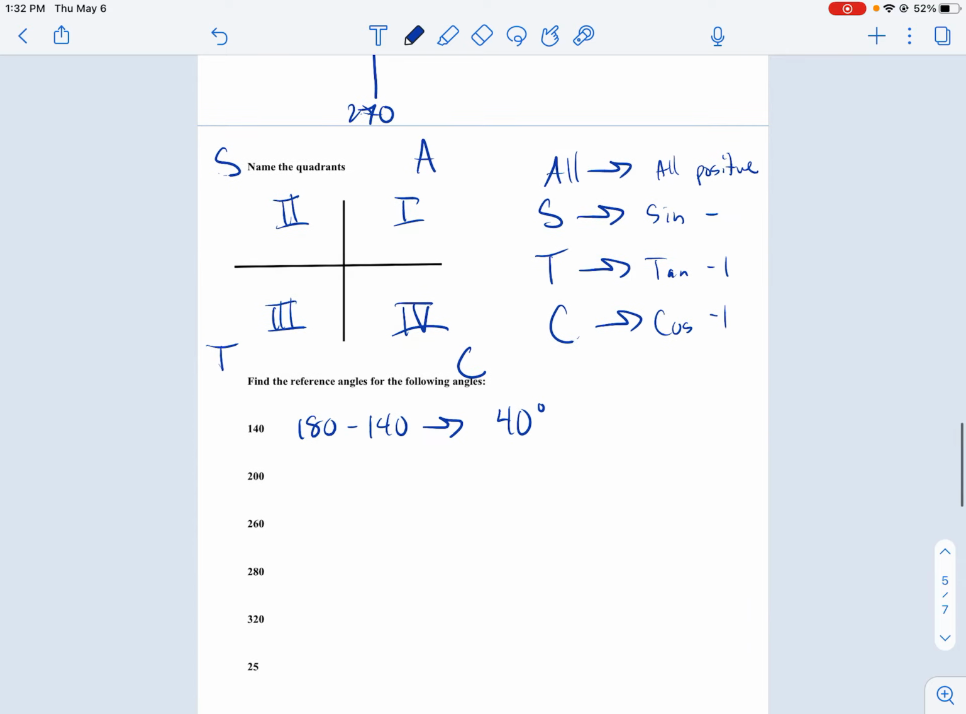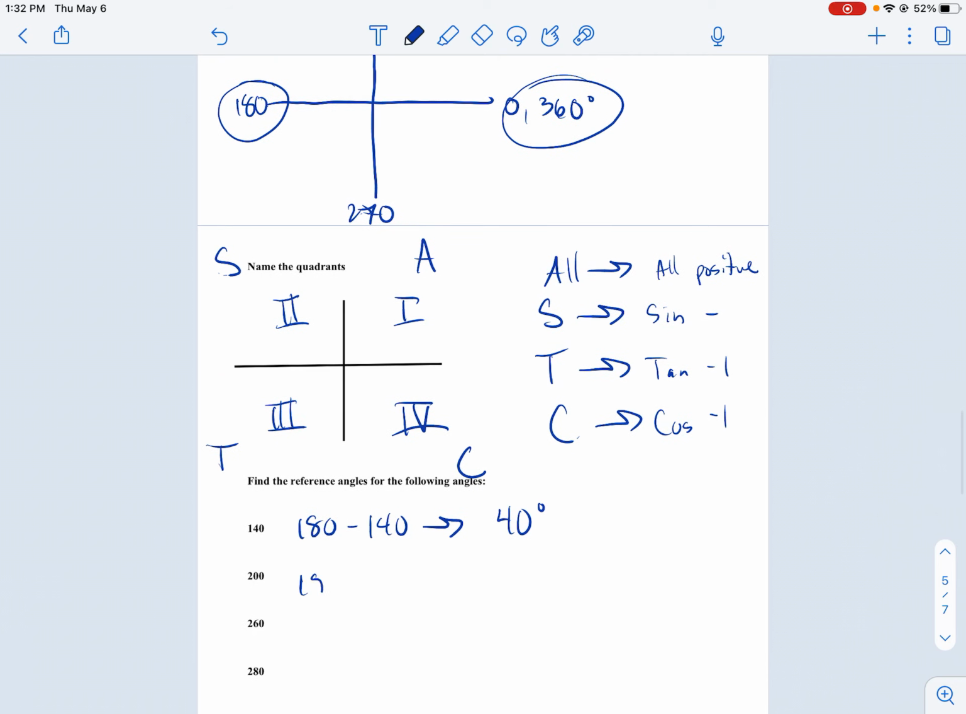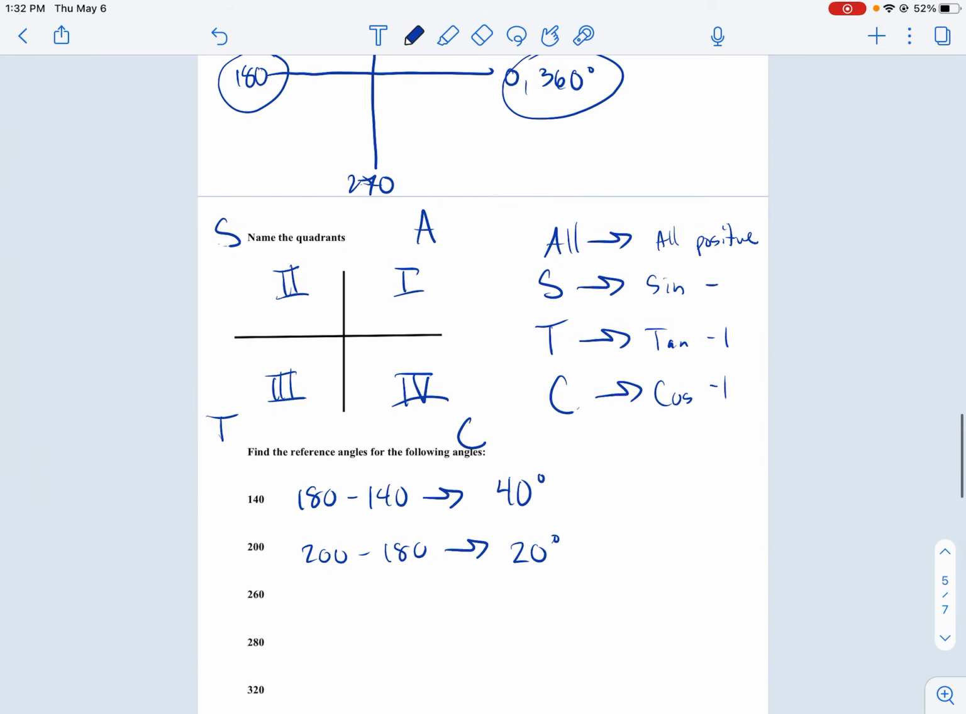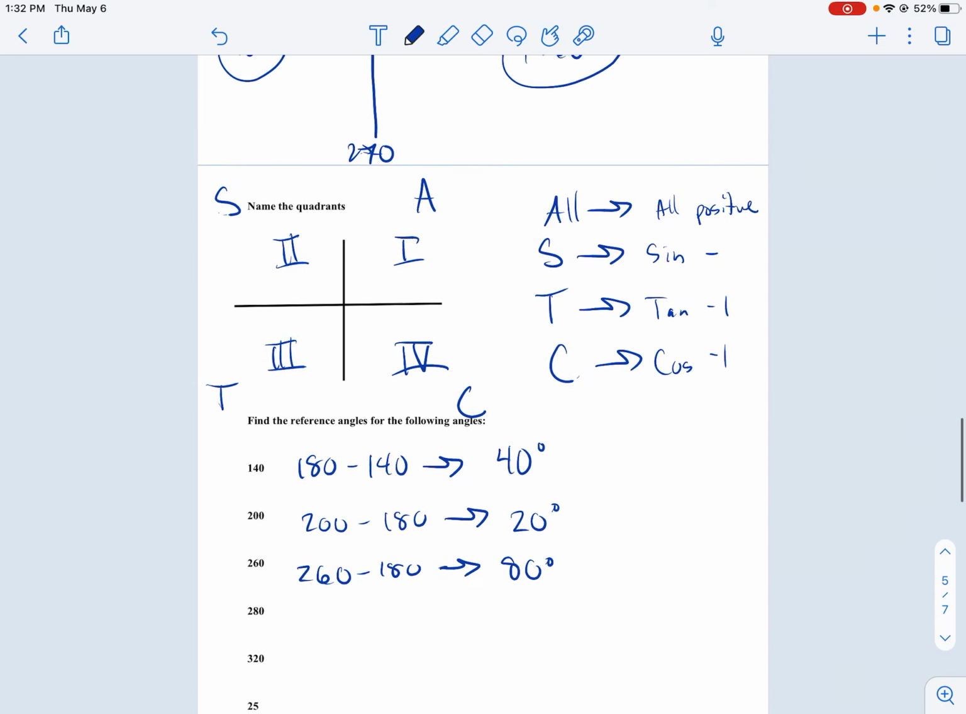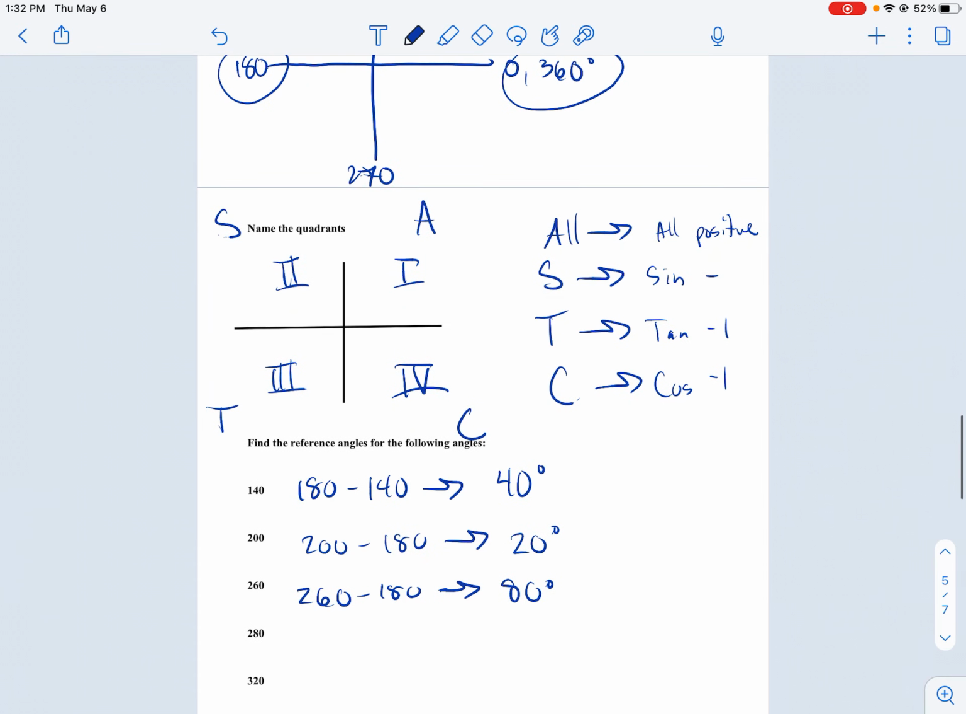For 200, the closest one to that is 180. So 200 minus 180, the reference angle is 20. About 260: not quite over the 270 mark, so the closest one is 180 still. Oops, I'm going to do that the other way around. And so that's going to be 80 degrees. And then 280 is past 270, so now we're over in quadrant 3.